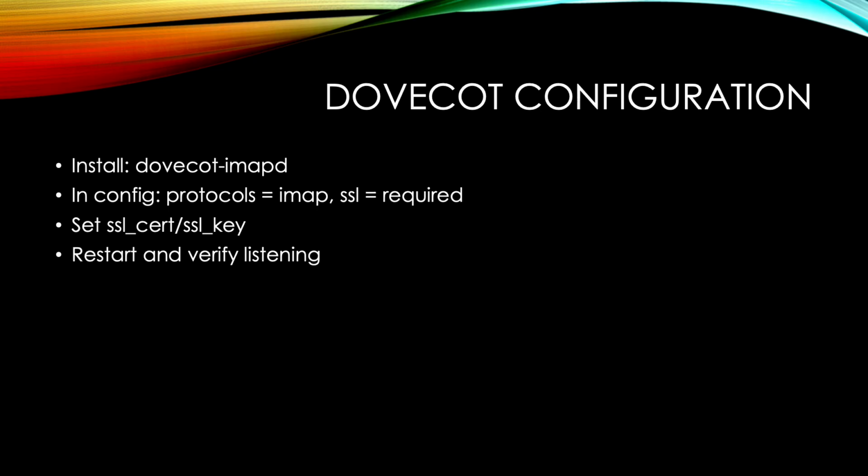So to configure Dovecot for IMAPS, the service can be installed using the sudo apt install dovecot-imapd command. And within the configuration directory, there are several parameters that need to be set. So first would be to enable the IMAP by setting protocols equal to imap, and then to require the encryption by setting ssl to required, and then also to specify the SSL certificate and key paths.